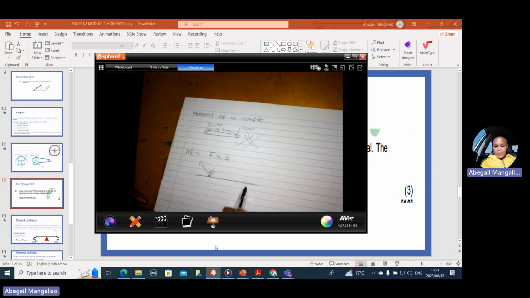Now, in order for this system to form a couple, I cannot apply this one in this direction. I also cannot apply it in this direction, because it will be the same direction. They have to be opposite. I cannot apply it in this way because they must be parallel.